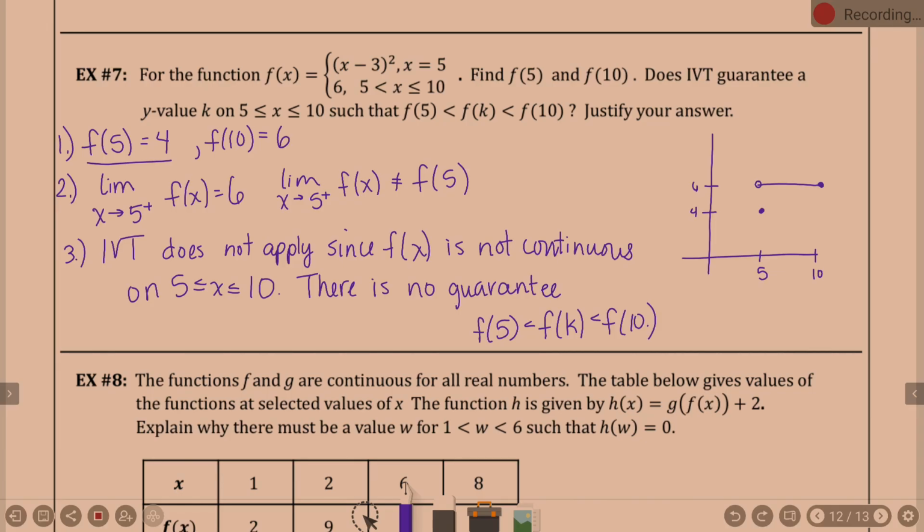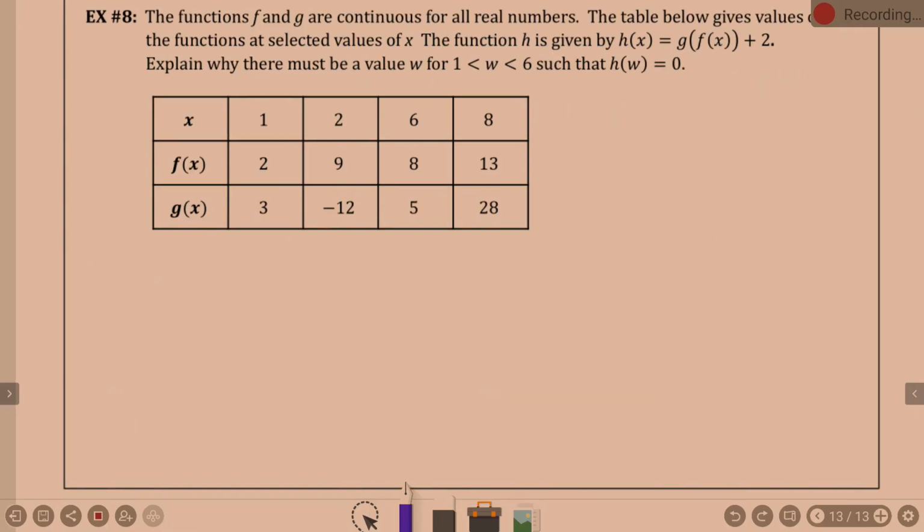Okay. The functions f and g are what? Get it out of the way now since we're running out of time. Continuous, right? And they told us both are. Haven't even read the problem yet. The table below gives values of the functions at selected values. The function h is given by g of f of x plus 2. Explain why there must be a value w between 1 and 6 such that h of w equals 0.